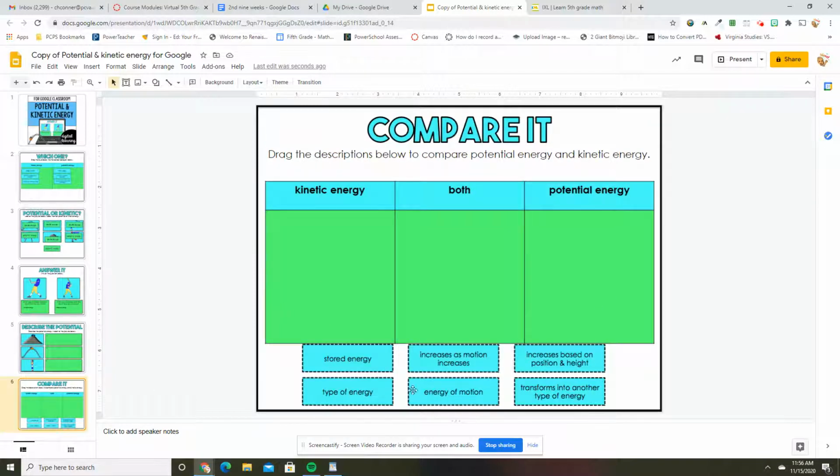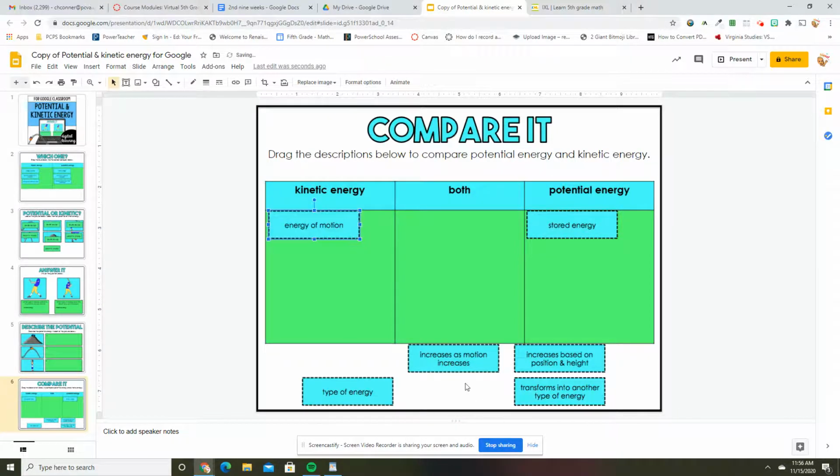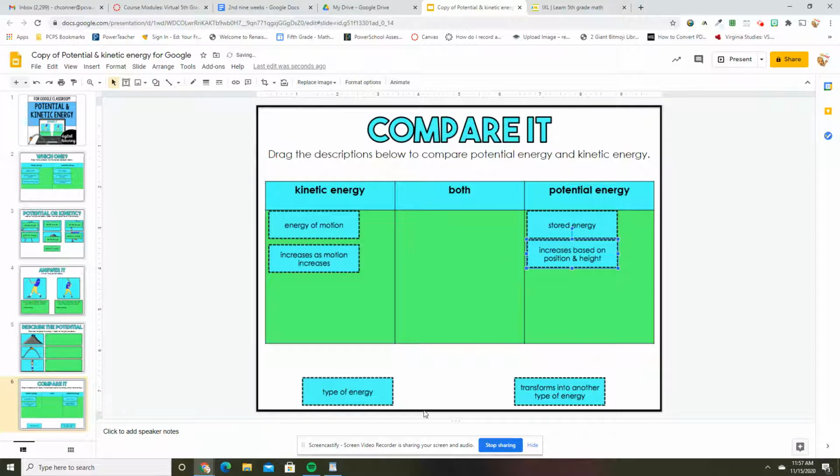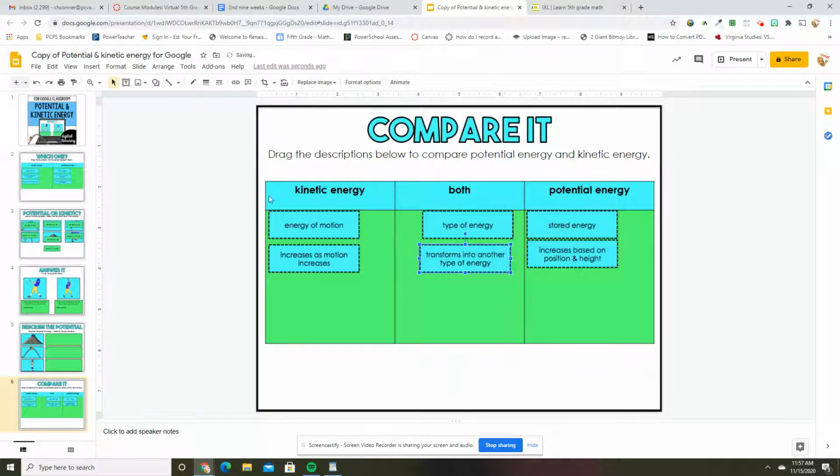All right, so let's compare, sort of like a Venn diagram. So again, stored energy is potential. Energy in motion is kinetic. Increases as motion increases. We said kinetic. Increases based on position and height. We said potential. They are both types of energy, and they transform into another type of energy. That's very true. A potential energy can be kinetic, and kinetic can be potential. That apple falling from the tree is kinetic, but as soon as it hits the ground, it will be potential.